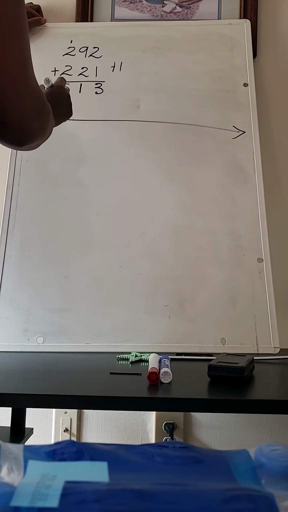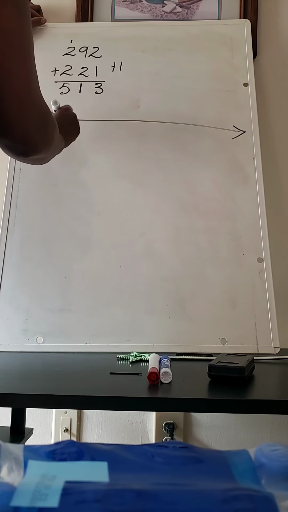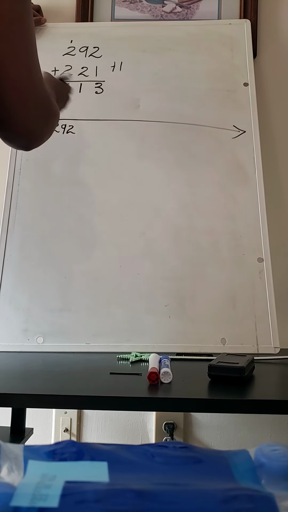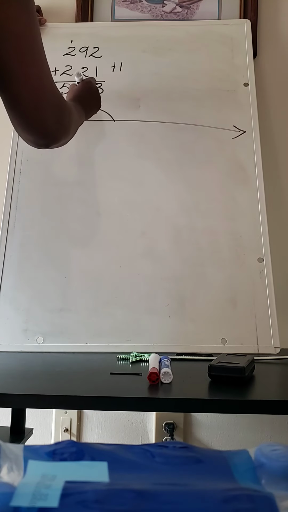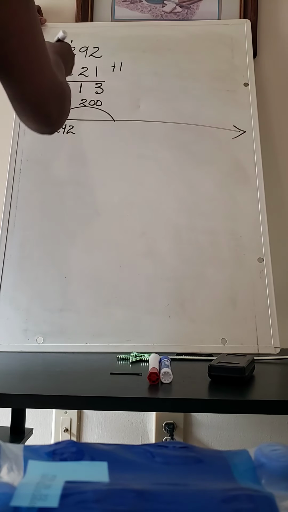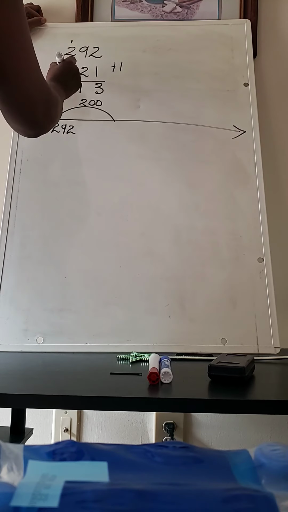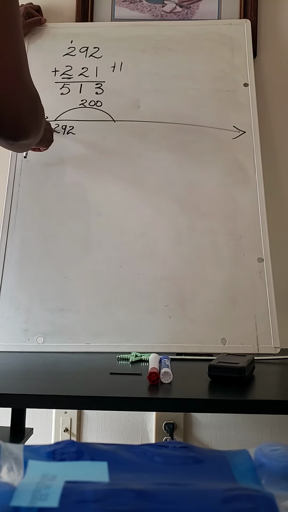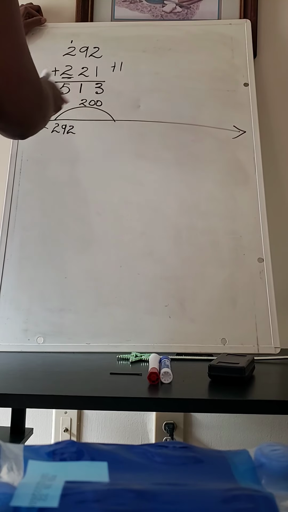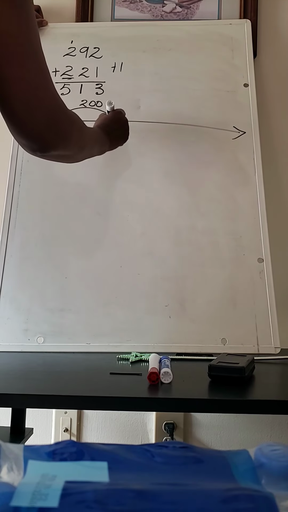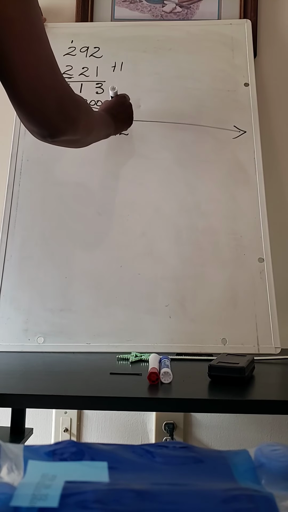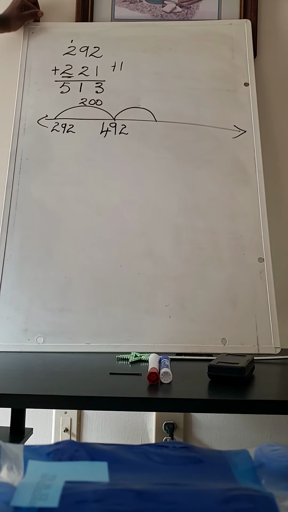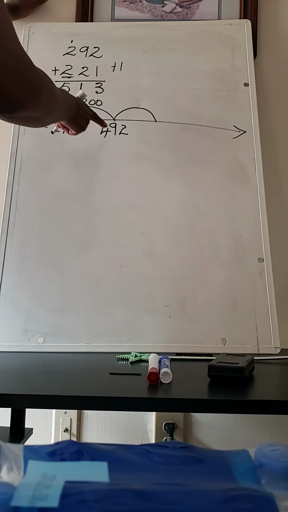Let's try this on the number line. So we have our 292 and we're adding to it 221. So let's go 200 at the hundreds first. So 292 plus 200, 2 plus 2 is 492 because we did not add any to the 92 as yet. But we are now left with 21.